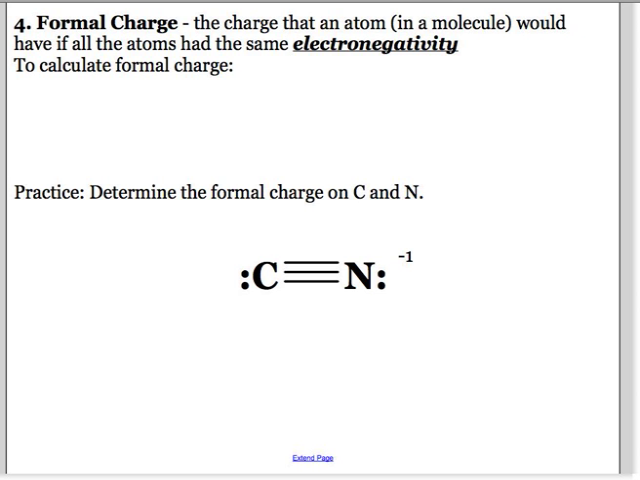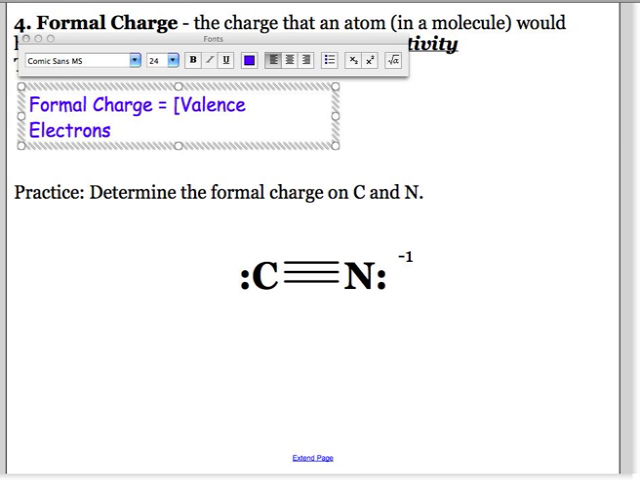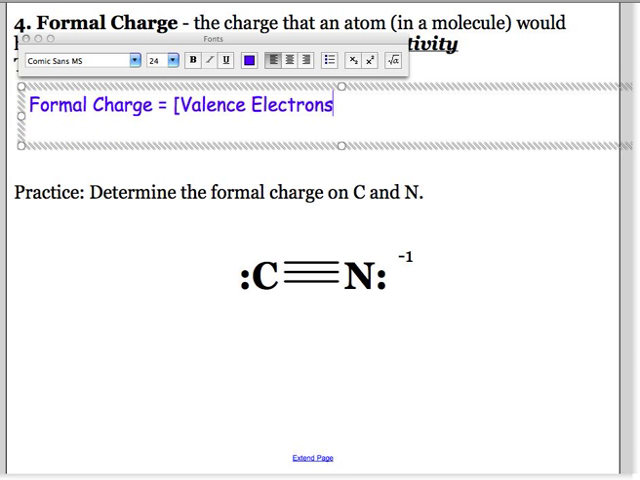So there is like a little equation. So if you're trying to find your formal charge, it's going to equal, I'm going to make a big box here, your valence electrons. I have to make this bigger. Minus your non-bonding electrons plus half of your bonding electrons. And then I'm going to have to close this off, and I'll make it bigger so it all fits.